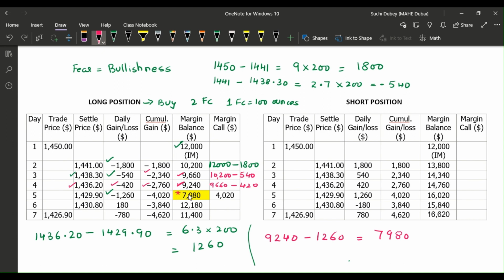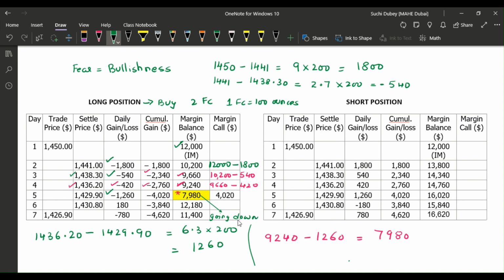And that is the reason it is highlighted as yellow. Why? Because the trade is not possible. Why is the trade not possible? Because here I will be asked to pay the variation margin. Okay, what is happening here? I'll just simply write what's happening here. It is going down.